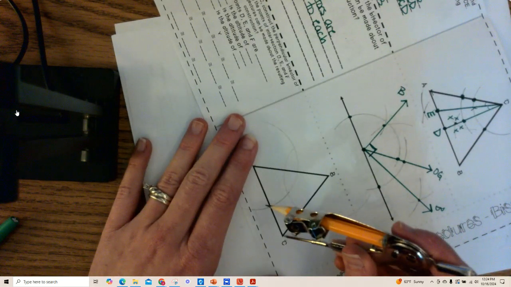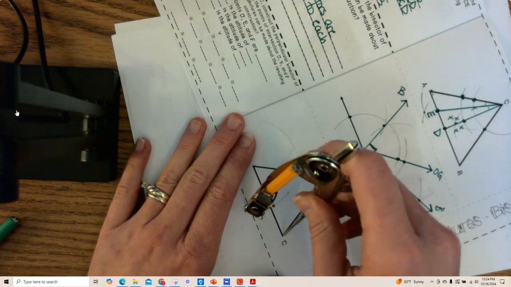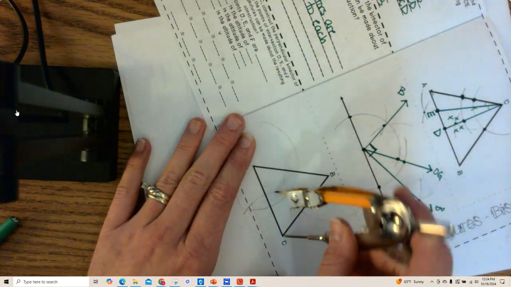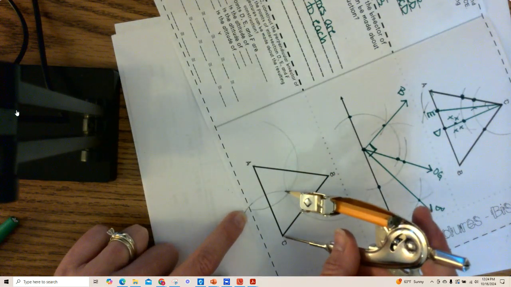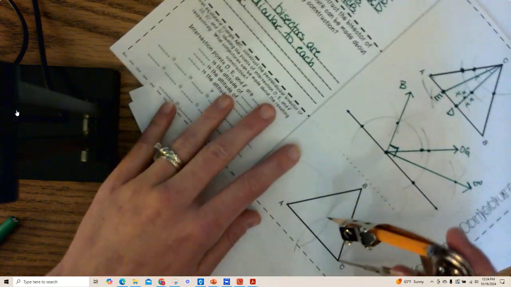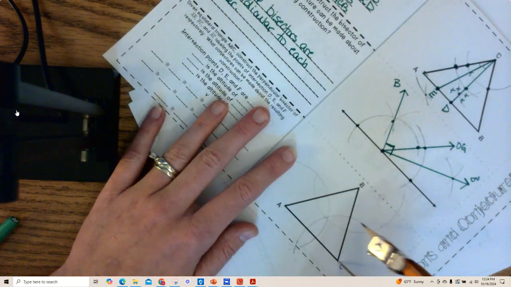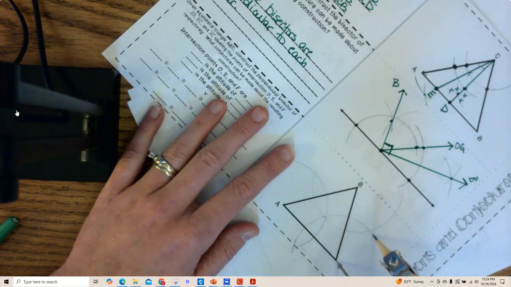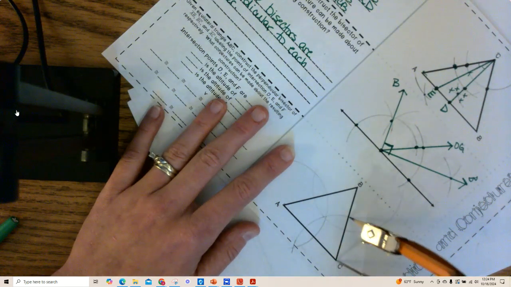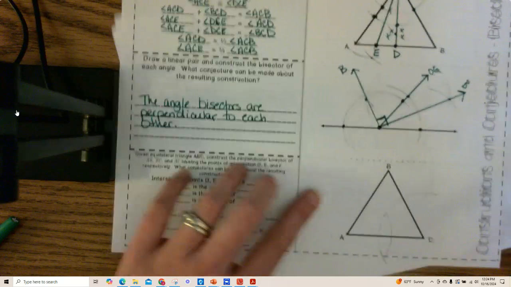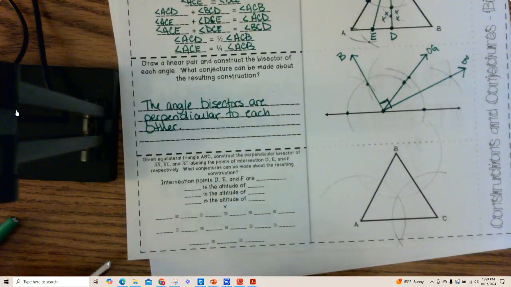And then you're going to do the same thing from C, and pray that we get 2 intersections. Ooh, I just barely got it in. So if you get down here to this one and you go off the page, unfortunately, you have to set your compass smaller and go again. Pretty cool, nifty little pattern there.